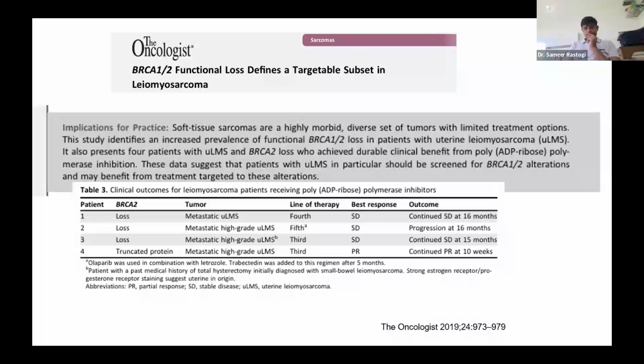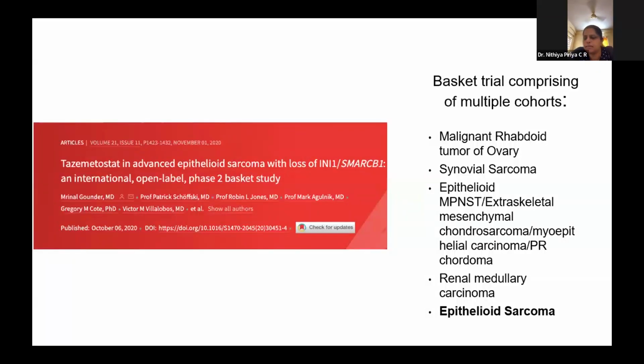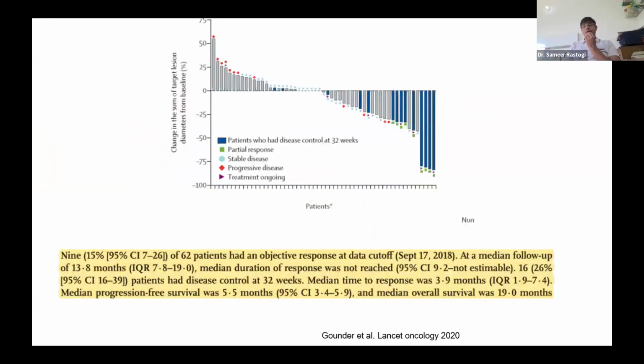What is tazemetostat? Sir, it is an EZH2 inhibitor, sir. So yes. What is this INI1 and what is this SMARCB1? Used in epithelioid. What all cancers have this INI deficiency? Anyone else? What are the INI1 deficient tumors? Rhabdoid tumor, excellent. But that is in very small people. ATRT, excellent.